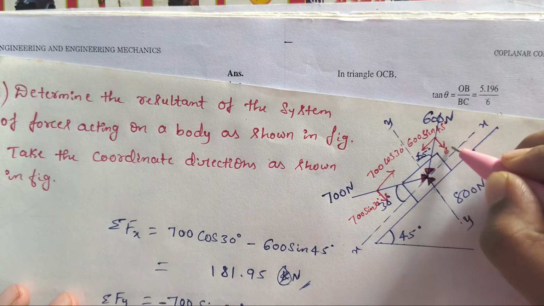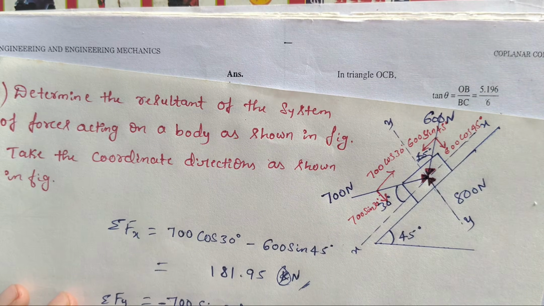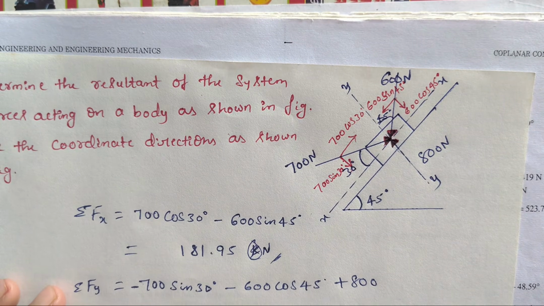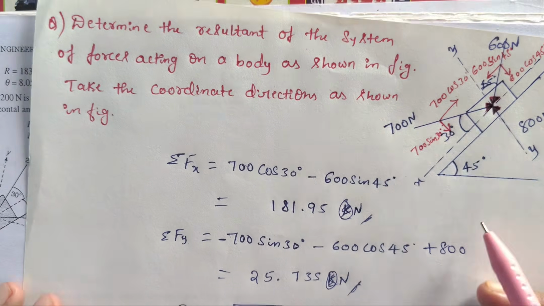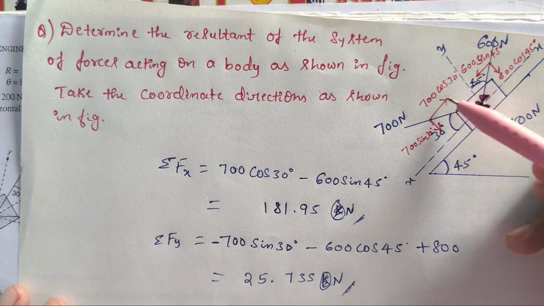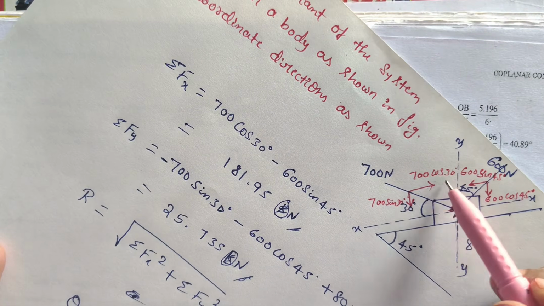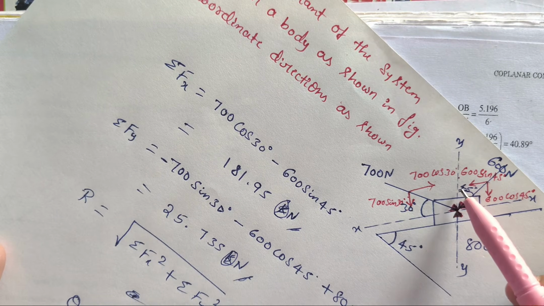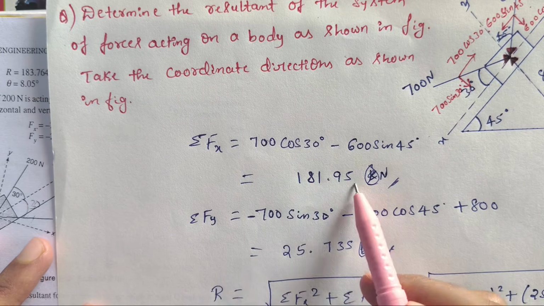Now similarly for the vertical it will be 600 cos 45, correct? And this is purely vertical. There is no inclination and it is present on the y-axis itself, so it will be written directly. So for the horizontal components, start from this one moving towards right direction. When you see the figure, it will be plus 700 cos 30, and this one going towards left, that is minus 600 sin 45. That is what is written here.